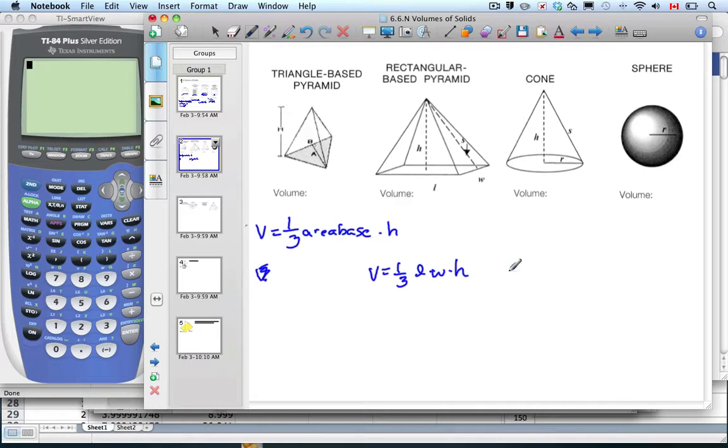Now, is the height the same as the slant height? Oh no, those are absolutely different. How do you tell? That one looks like it's perpendicular to the base. Yeah, we always want to look for perpendicular lines. That tells you which one is base and which one is height.